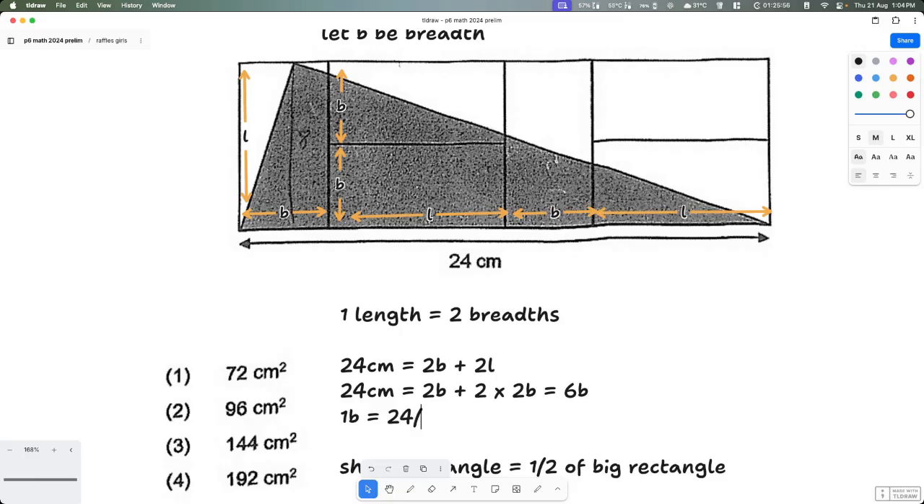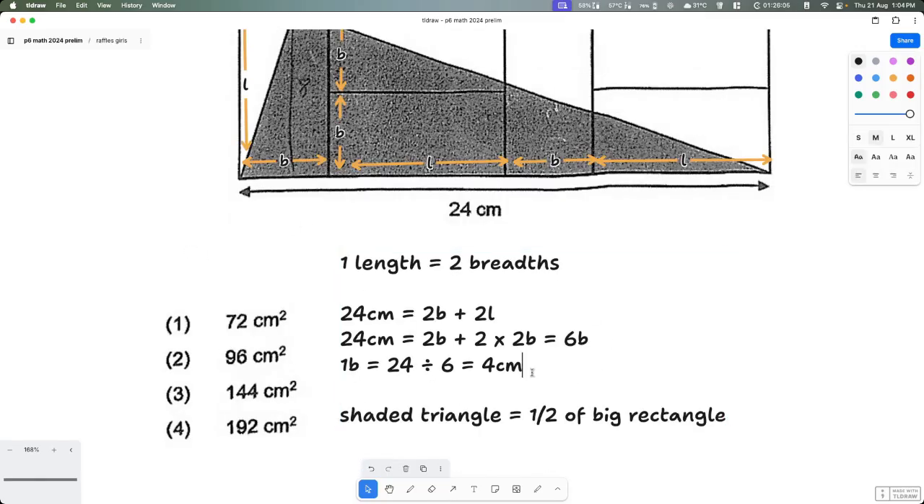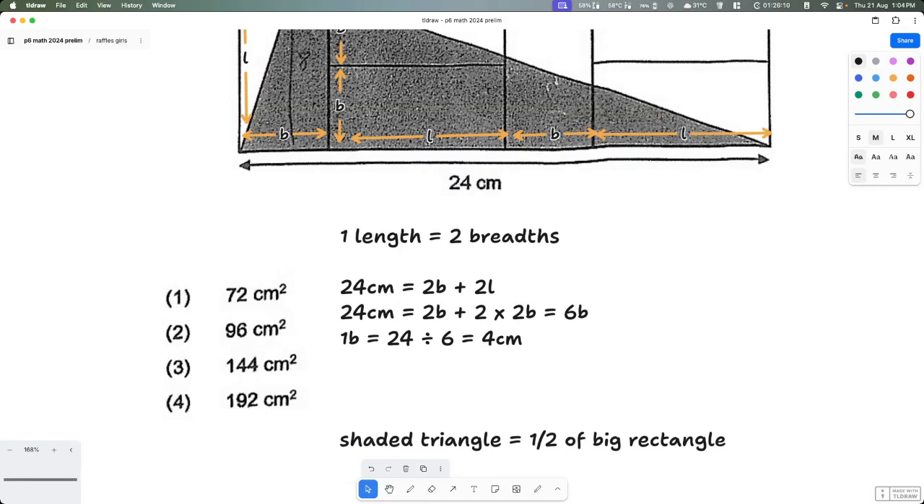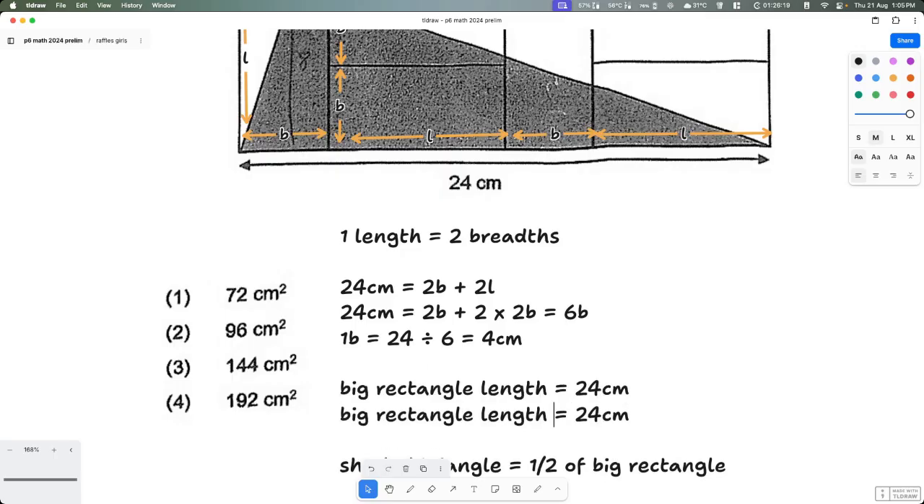and this is equal to 4 centimeters. So we know one breadth is 4 centimeters. So the shaded triangle is half of the big rectangle. The big rectangle length is equal to 24 centimeters. The big rectangle breadth is equal to 2 times 4, which is 8 centimeters.